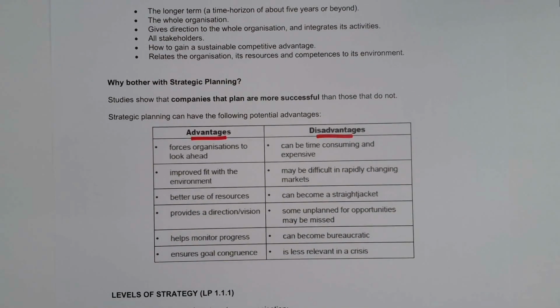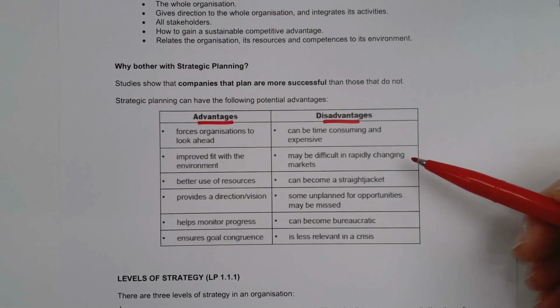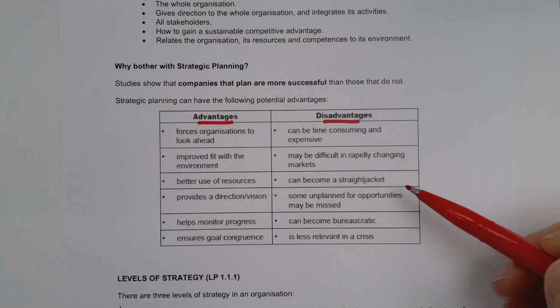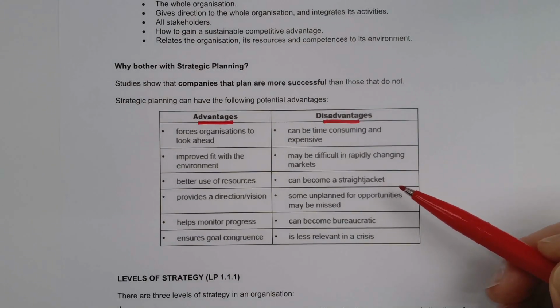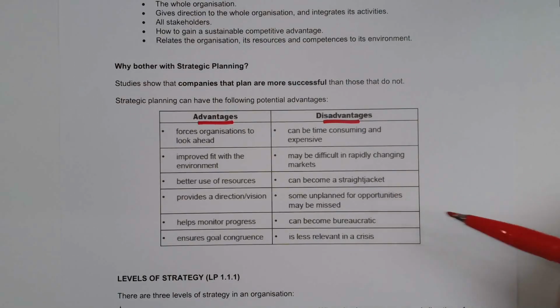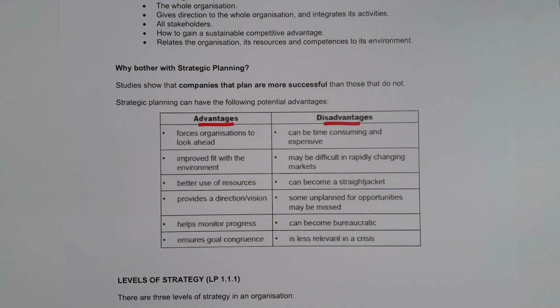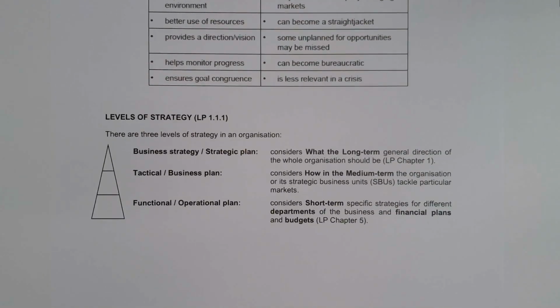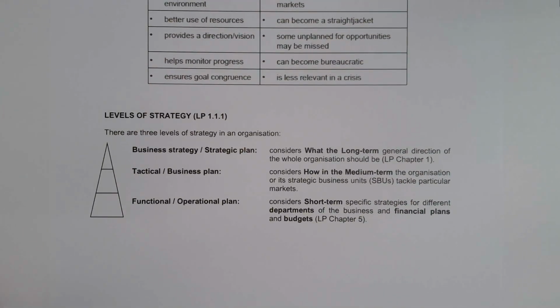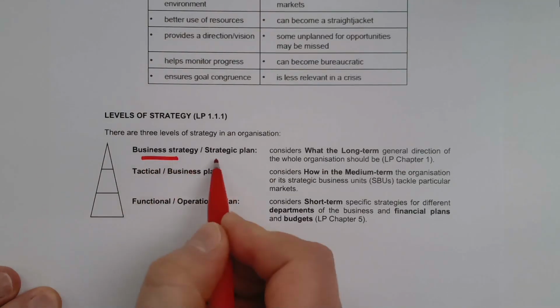It can be time consuming. If the environment is rapidly changing, that can give us problems. We might ignore short-term opportunities. So having a long-term plan, it may constrain, it may restrict freedom and actions. We also need to start being aware of the different levels of strategy. So in the exam, be aware of these terms.